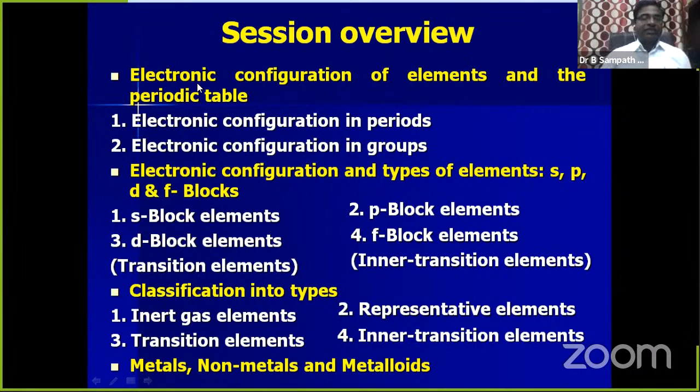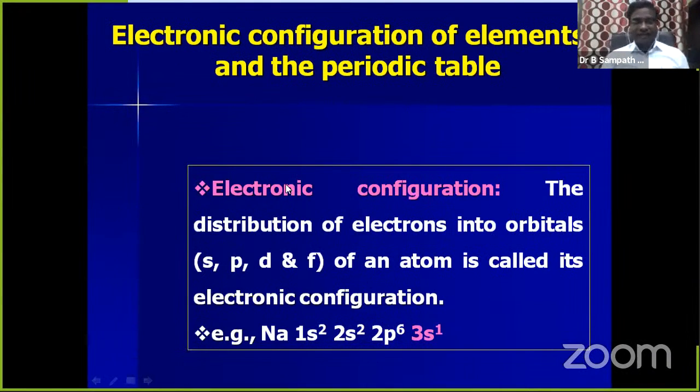The session overview is: electronic configuration of elements on the periodic table, electronic configuration in periods, electronic configuration in groups, electronic configuration and types of elements, that is S, P, D and F blocks: S block elements, P block elements, D block elements and F block elements. Then classification into types: inert gas elements, representative elements, transition elements and inner transition elements. The other chapter is metals, non-metals and metalloids. So children, let us see one by one.